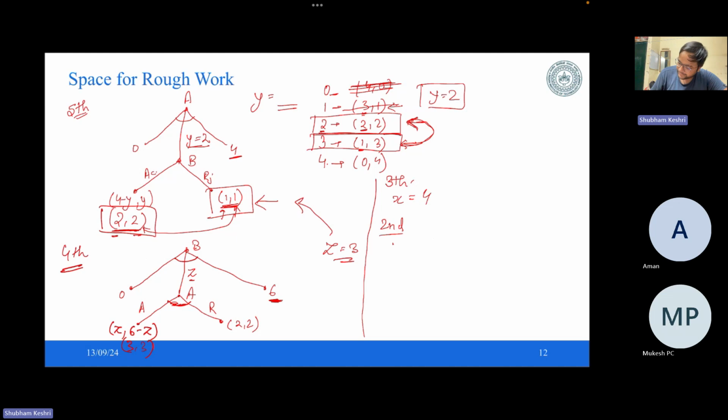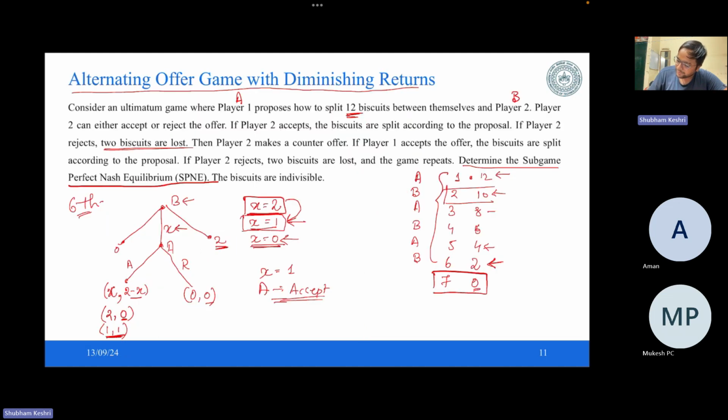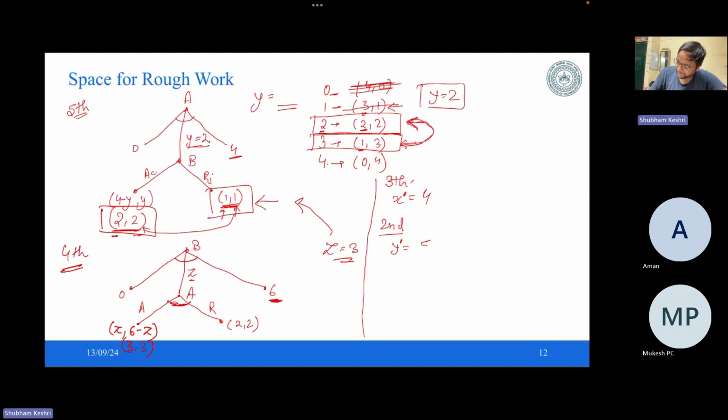The second stage, I'll just write x dashed and y dashed so that there is no confusion. So how many cookies are there in the second stage? There are 10 cookies. So it will be 5. And in the first stage, I'll write z dashed such that there is no confusion. So there are 12 cookies and it will be 6, so z will be 6. So in the first stage itself, player A will make an offer of z dashed equals 6, and player B accepts this offer.